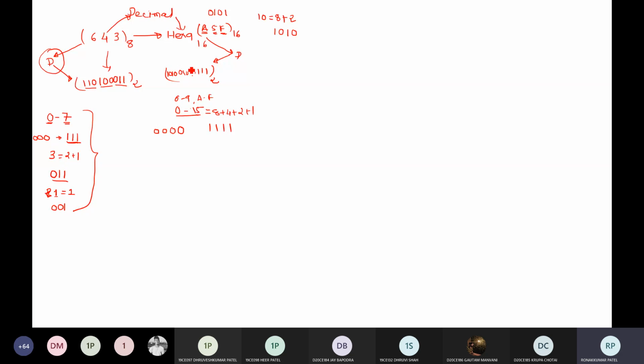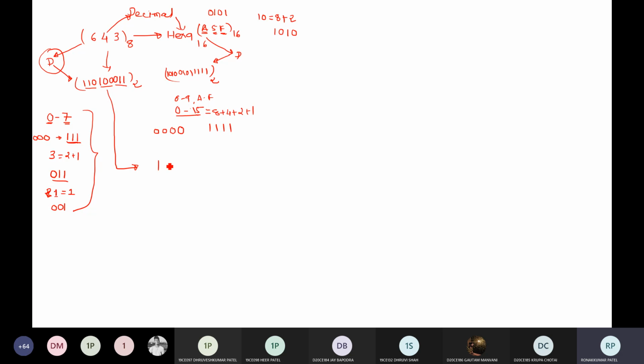Okay, now observe here what we have done from octal to binary, from hexa to binary. Now we can take the advantage of this binary. Now suppose I want to convert this octal into hexadecimal, then instead of decimal I will use this binary conversion.